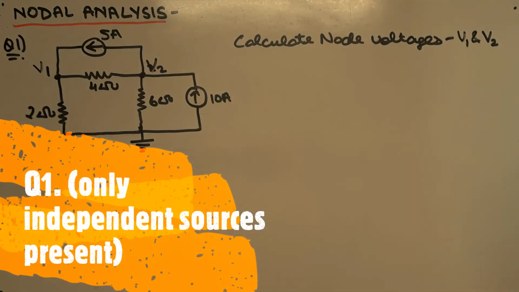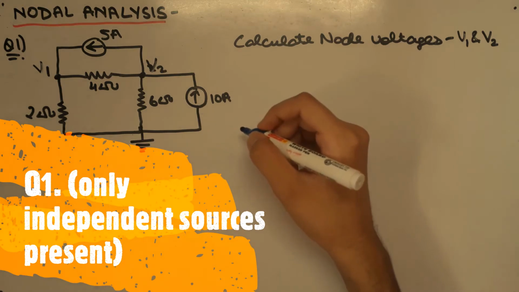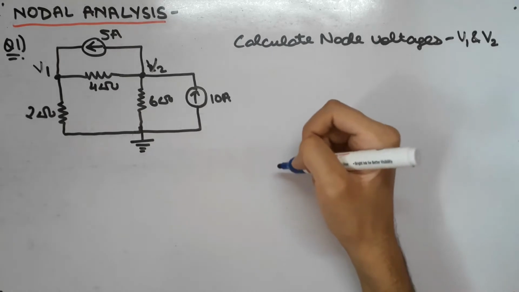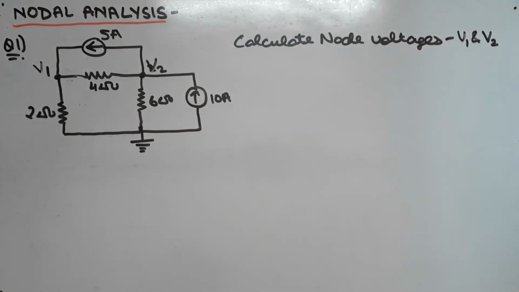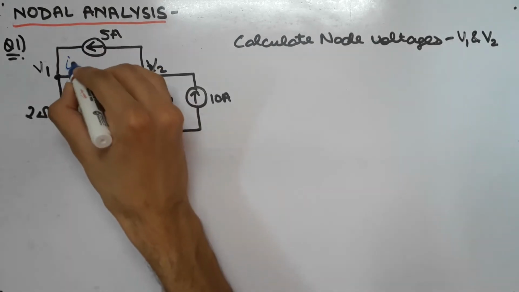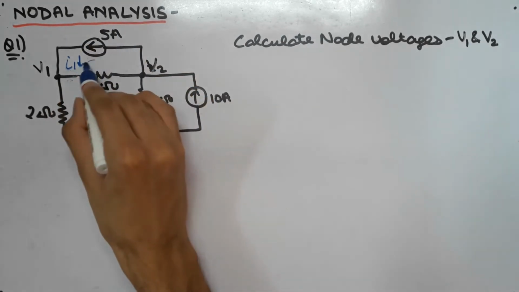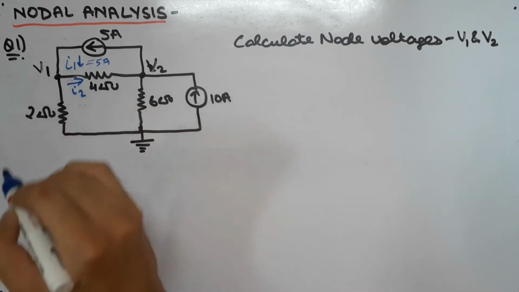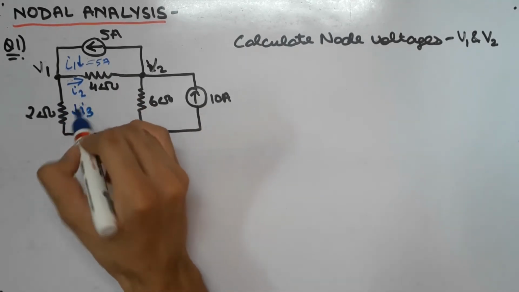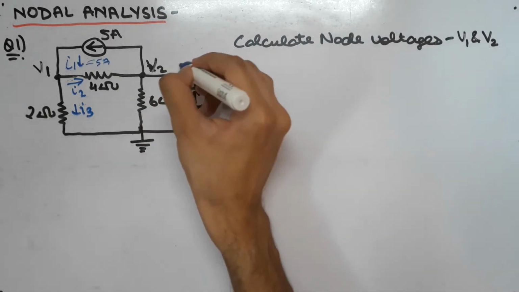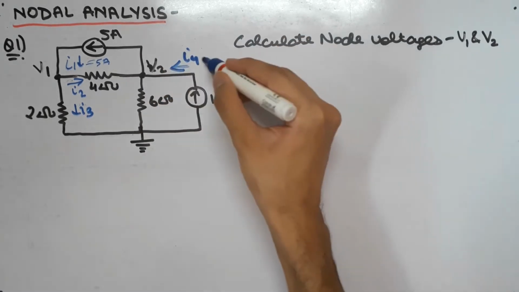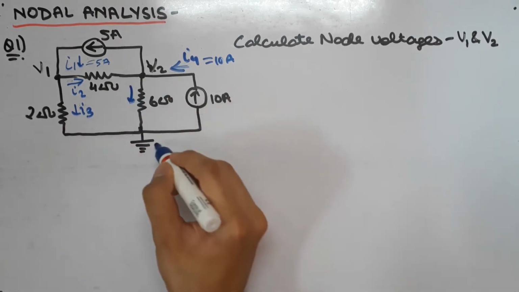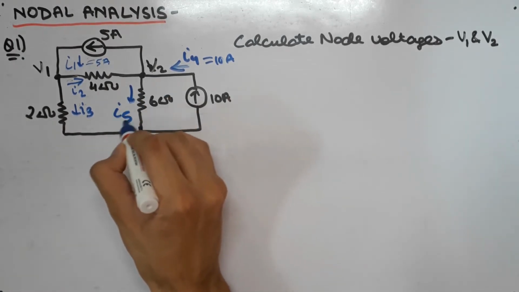Now in question number 1, we can see that we only have independent sources present. So we have to calculate the nodal voltages using nodal analysis. Now we are going to assume current in each branch. That is, in this branch we will assume current to be I1, which will be equal to 5 ampere. In this branch we will assume current to be I2, and here I3, and similarly I4 over here, which is equal to 10 ampere, and I5 will flow from V2 to 0 voltage.